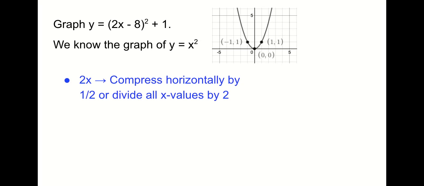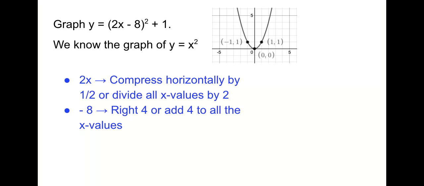Now the minus 8, you would think would go right, that's the minus, and you think it would go 8. But remember, we have this 2, this compression. So any translations I do have to also be compressed. So it doesn't go right 8, it goes right half of 8, which is 4. So that's how you're going to compensate for numbers as multipliers and numbers as additions and subtractions.